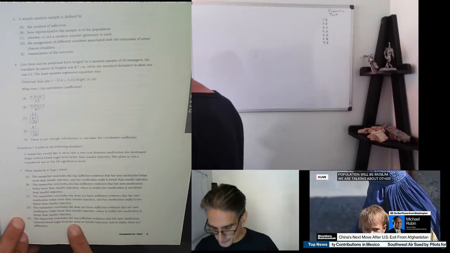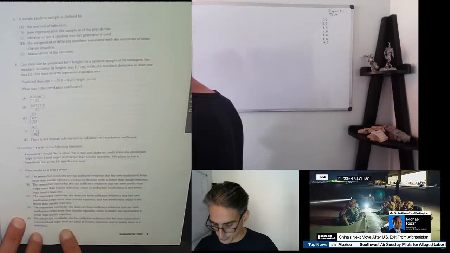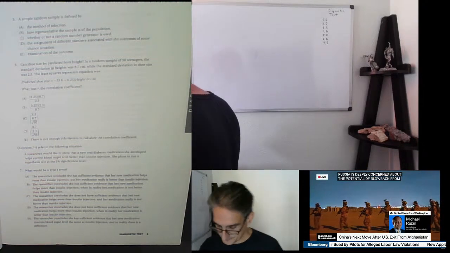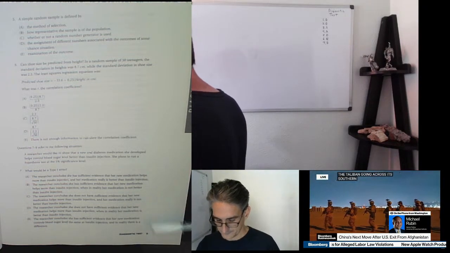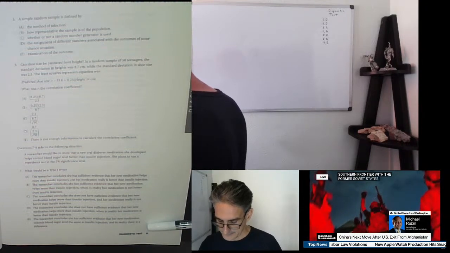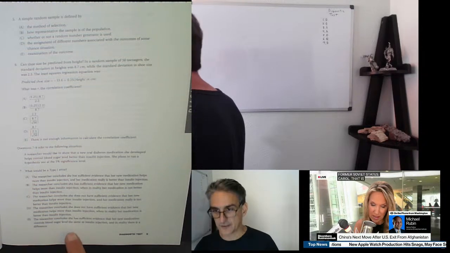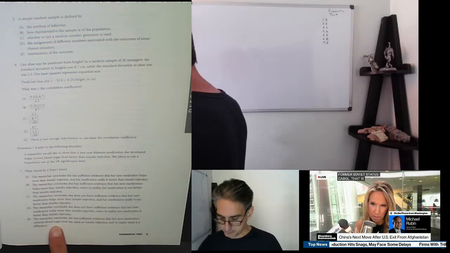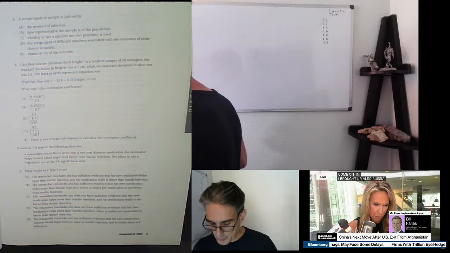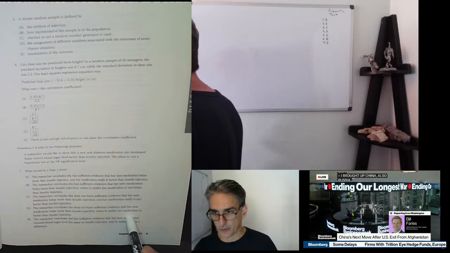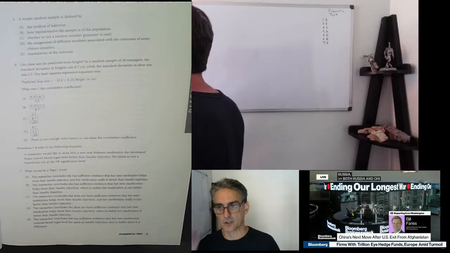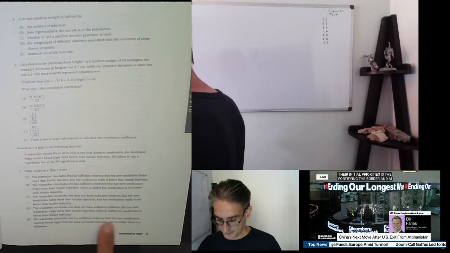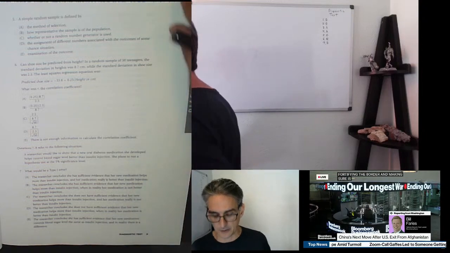E. The researcher concludes that she has sufficient evidence that her new medication controls blood sugar level the same as insulin injection. In reality, there's a difference. Okay, so this is a nice little trick here. This is why I told you to go ahead and read through them all. This one made me think for a moment. The problem is we're not testing for equal, we're testing for better. This would be the same as the previous. This is still a type 2 error.